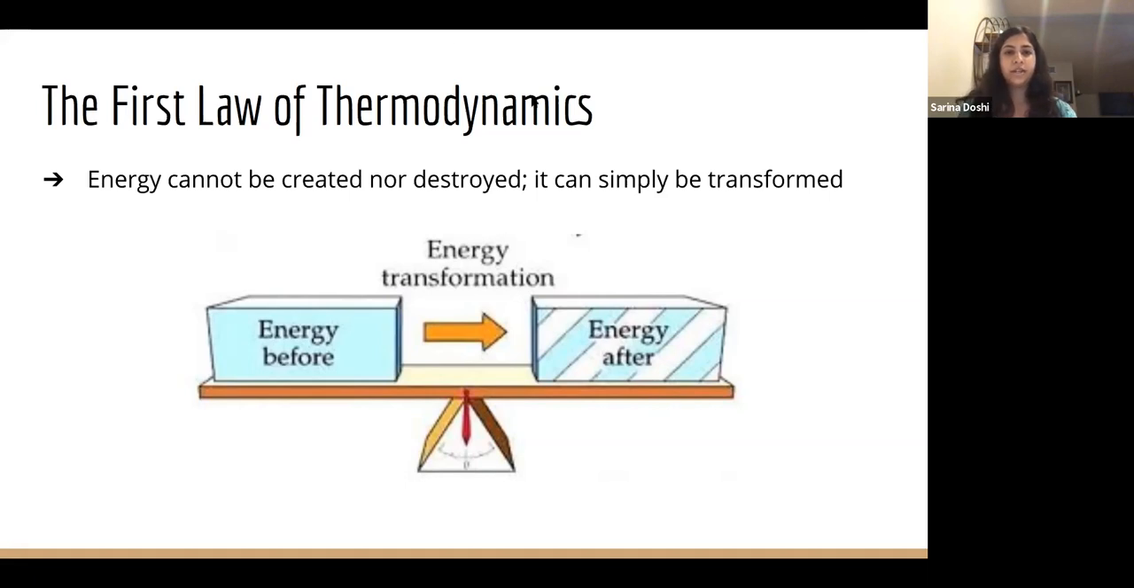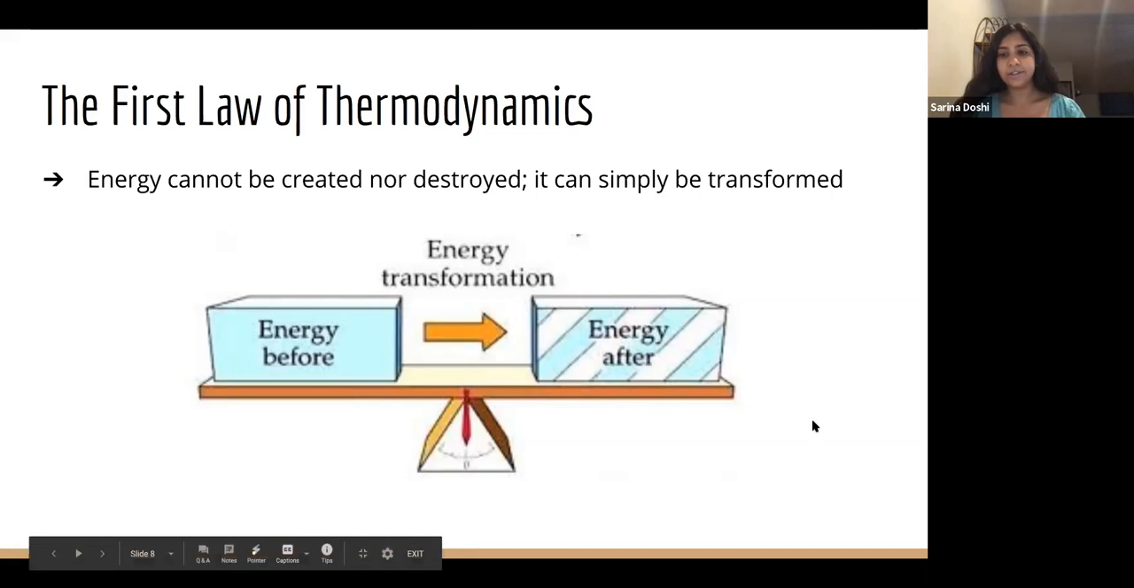So if you look at this image right here, it depicts a scale. You have a certain amount of energy before a reaction occurs. You will have that same amount of energy after. Whether that energy is dispersed through the universe or it's converted from heat energy to light energy or electrical energy to light energy, it's just converted. It's never destroyed or created.